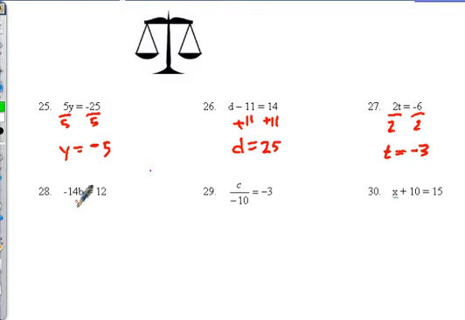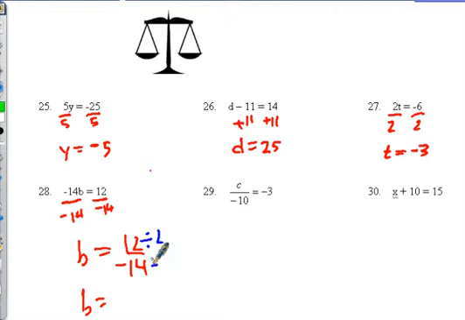Look at number 28. On number 28, I'm going to divide by negative 14. It's important that I divide by negative 14, since that number is negative 14. I don't want to divide by 14, but negative 14. So what I end up with is B equals 12 over negative 14. At this point, you'd be okay to leave the problem like it is. But if you want to simplify, you could divide both the top number and the bottom number by 2.